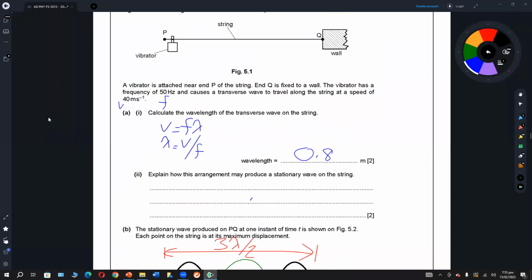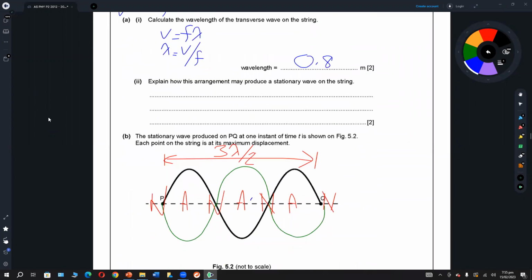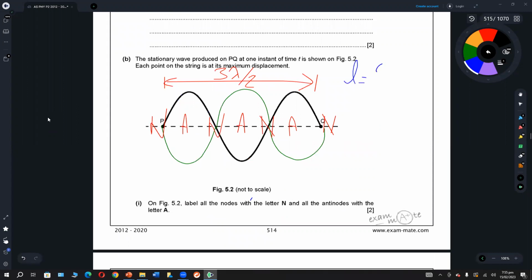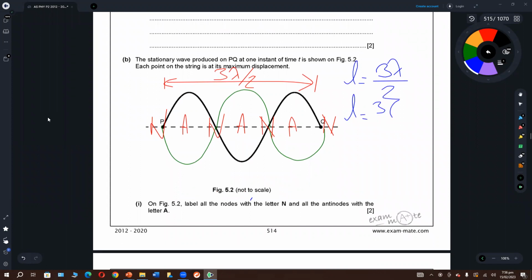And how do we find the length now? Has he given us any hint? Okay, he has given us the wavelength. Good. So L is equal to 3 lambda upon 2, and you know the lambda is 0.8. So 3 into 0.8 upon 2. It is coming as 1.2. Good.